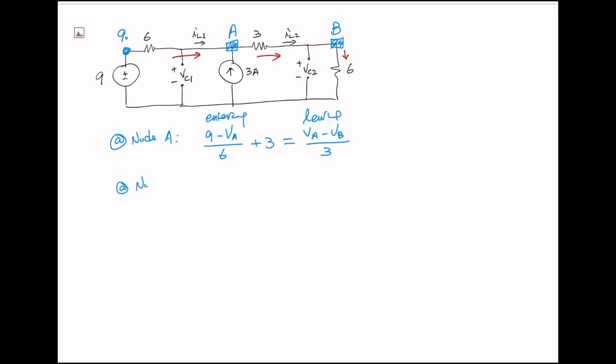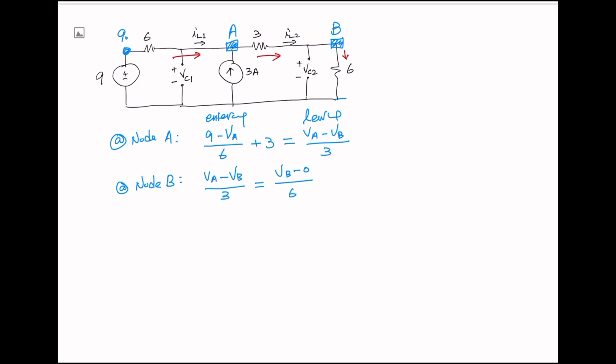At node B, we have entering (VA minus VB) over 3 equals leaving (VB minus 0) over 6. For the nodal analysis, we need to assign the direction of the current, and you need to follow that direction. So the first equation, the arrow going from 9 to A, so we need to say 9 minus VA, and then leaving, we have an arrow from A to B, therefore we need to say VA minus VB. Okay, make sure you follow that.